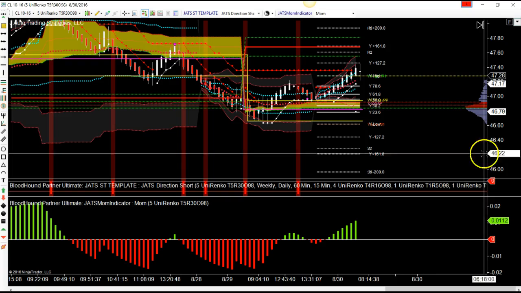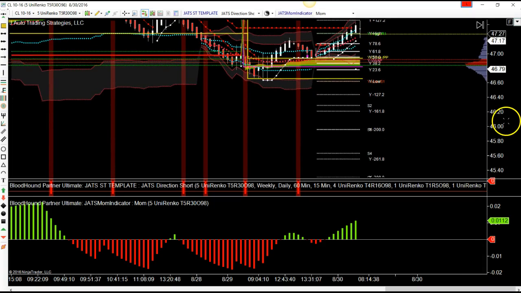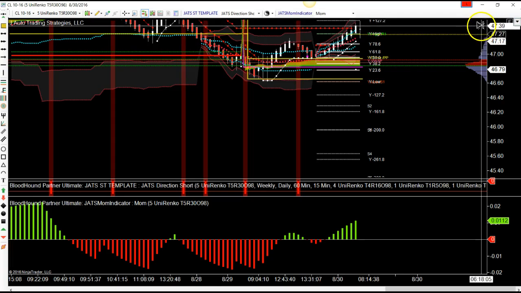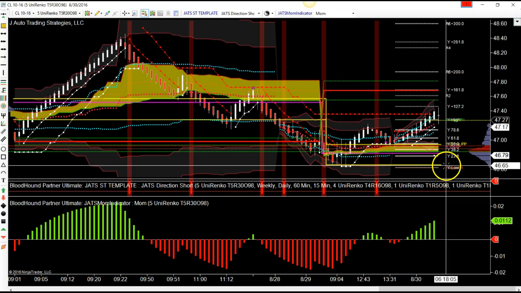So we could hit yesterday's S3 at 200 to the downside, or yesterday's 261. So we could really get some good market action, but this is probably not going to happen. There's nobody trading. Everybody's on vacation.